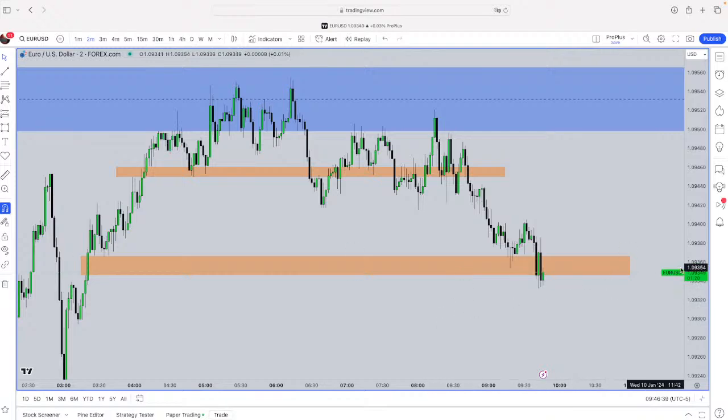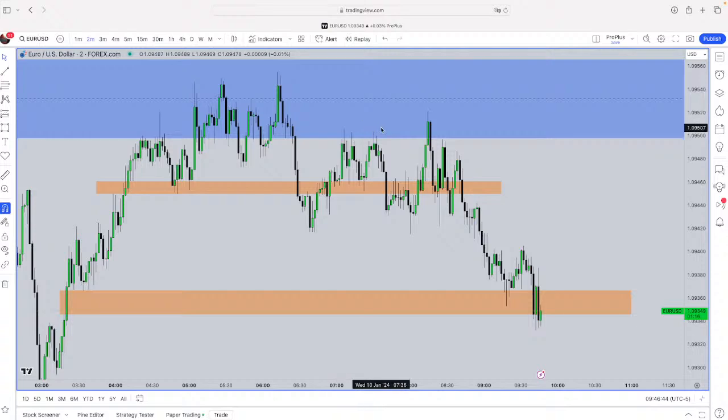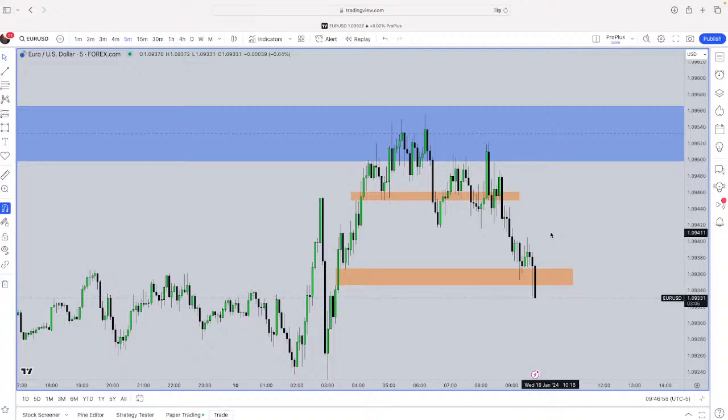Haven't looked at the 2. 2 again, just a little bit choppy here. Just equal highs like on the 5, runs it before pulling lower. There's a fair value gap there. But yeah, just still a bit sloppy price action for Wednesday.